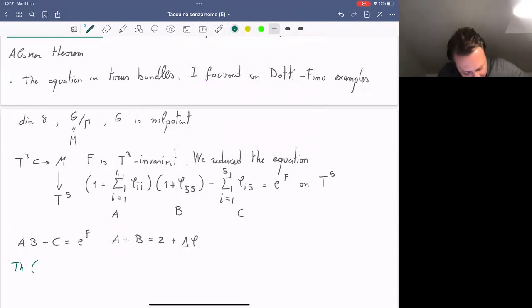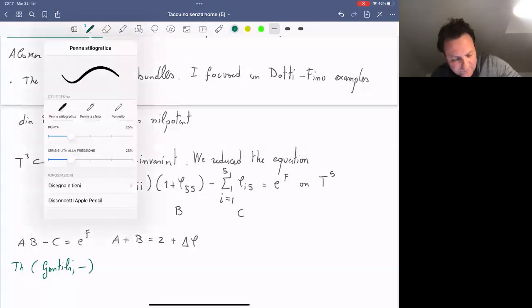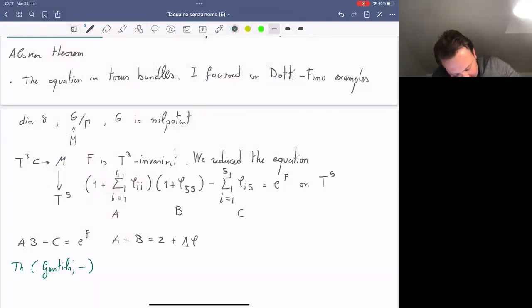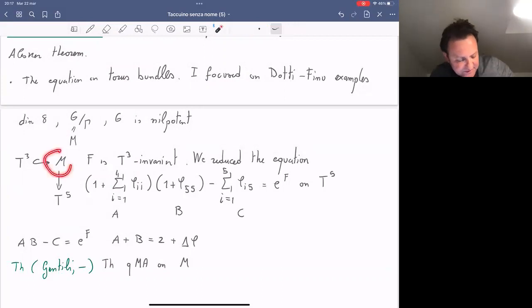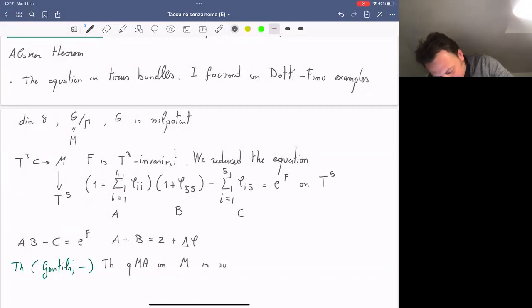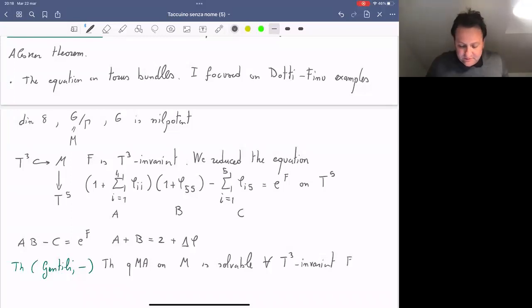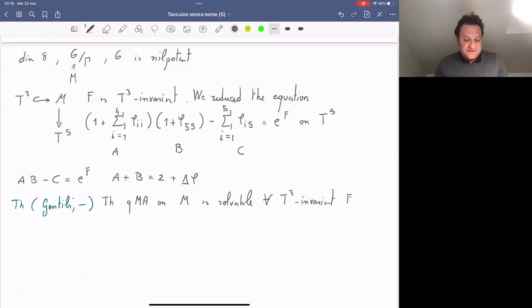The theorem I proved with Giovanni Gentili, a PhD student in Torino, is that the quaternionic Monge-Ampère equation on M, by which I mean this class of manifolds, is solvable for every T3 invariant function f. Okay, so this is meant to be a first step to understanding the equation in its generality, and in this class of examples. We are at the beginning.